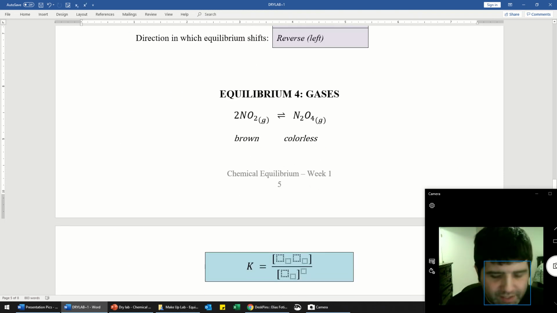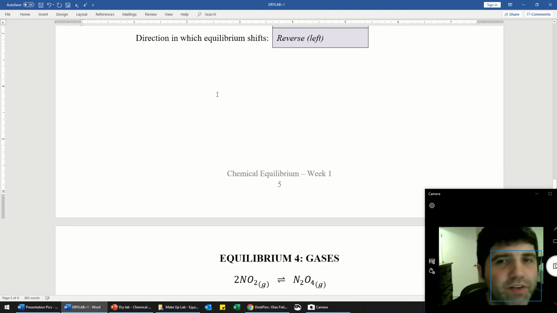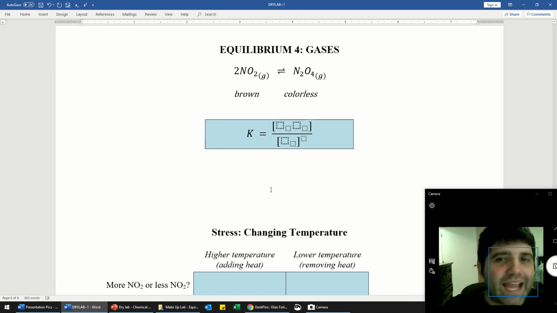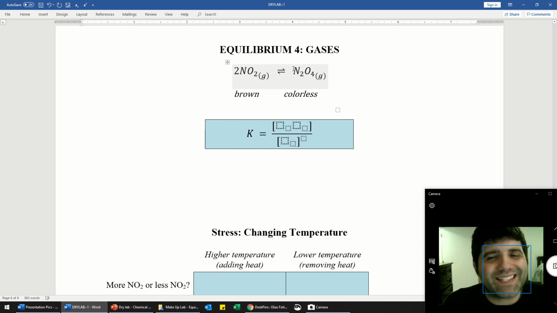Now, the last system in equilibrium, and then we're going to talk about calculating the value of K. This one is gases. Up until now, we've looked at ions that are dissolved in water. This one is going to be a gas, and the gas is NO2. If two NO2 particles hit each other, they make a bigger molecule. The term for this is dimerize. The two molecules hit each other, and we make N2O4, which is really two NO2s stuck together.